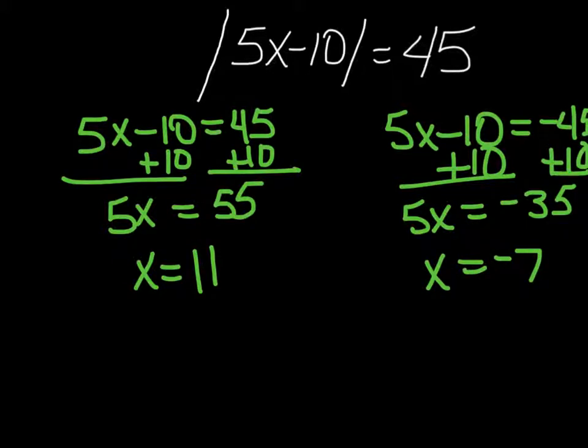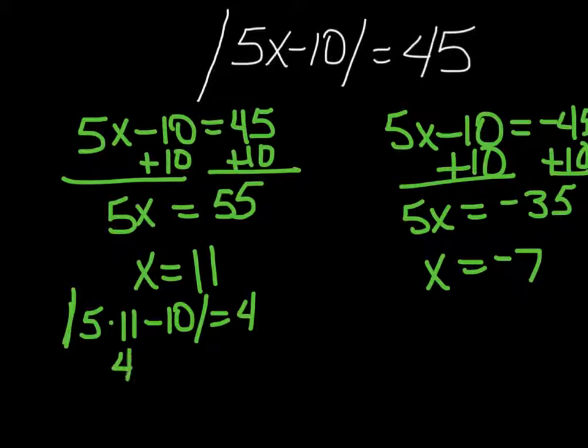Now we're going to substitute our solutions in for x and see if it makes a true statement. If we have the absolute value of 5 times 11 minus 10, does that equal 45? Well, 5 times 11 is 55, minus 10, 55 minus 10 is 45. So the absolute value of 45 does equal 45.